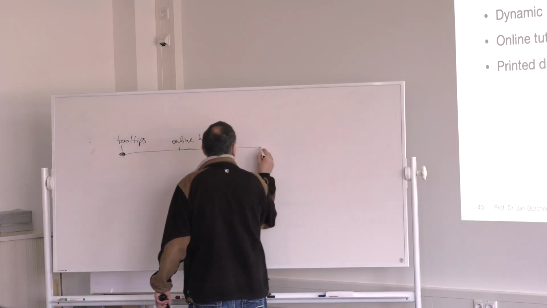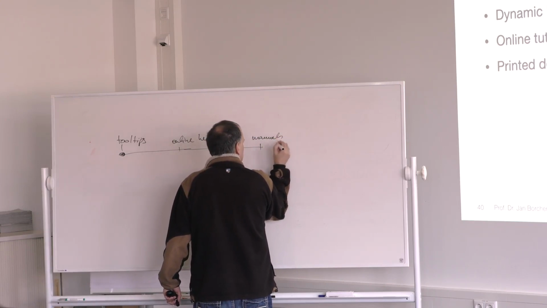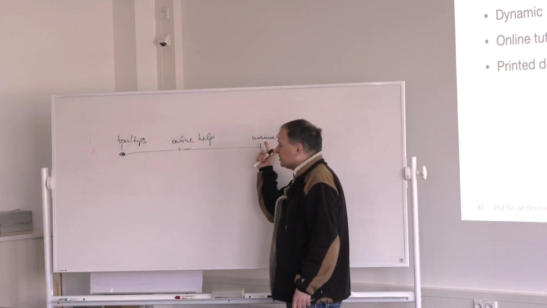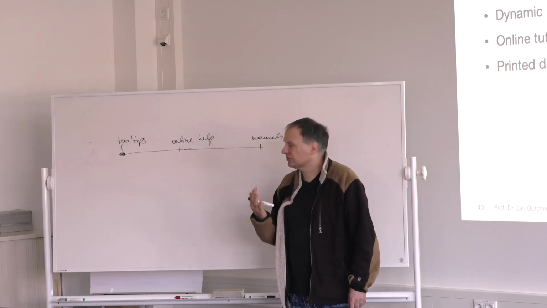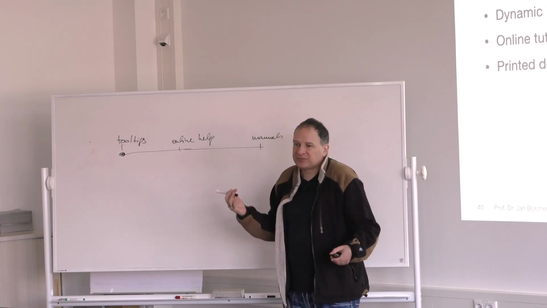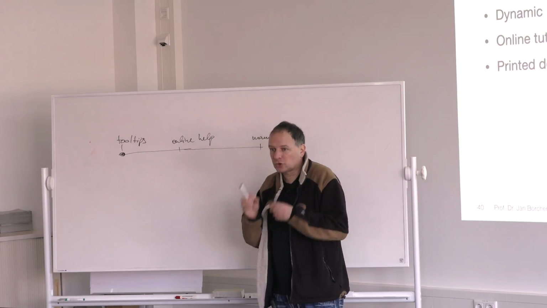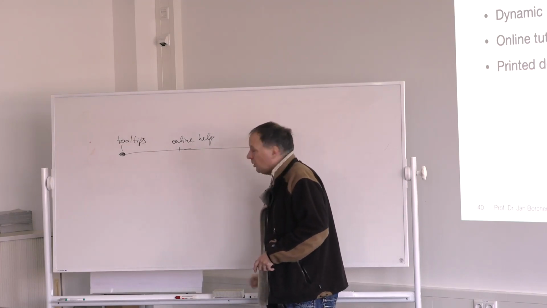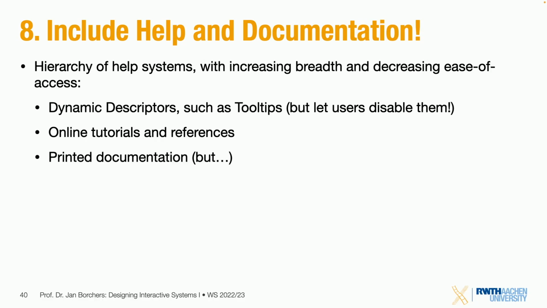And then all the way over here are things like manuals, printed or as PDF or whatever, where you can go if you really want to know all the in-depth stuff about something because you're struggling with some function, but it's also very remote. It's not as connected to your current task and what you're doing right now. So all these have their own place and are useful and should be available for the user to pick from.